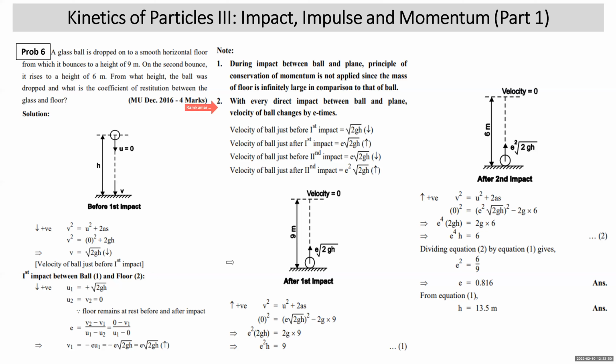All right. Now I'm listing. Velocity of the ball just before the first impact is under root 2gh down. We proved that the velocity of the ball just after the first impact is e times under root 2gh. Now, after the first impact, the ball will go up till it comes to rest. Then it falls down. When the ball hits the floor again, it will have the same velocity with which it had gone up. So the velocity of the ball just after the first impact is e times under root 2gh. The velocity of the ball just before the next impact, the second impact, will be e times under root 2gh.